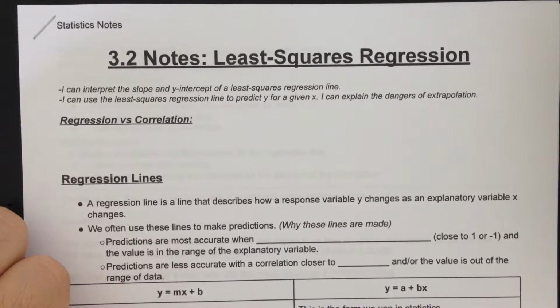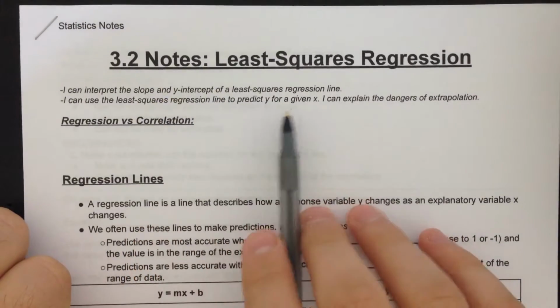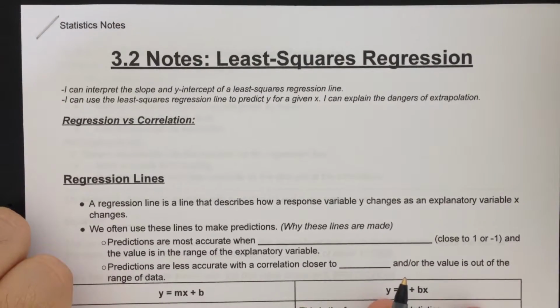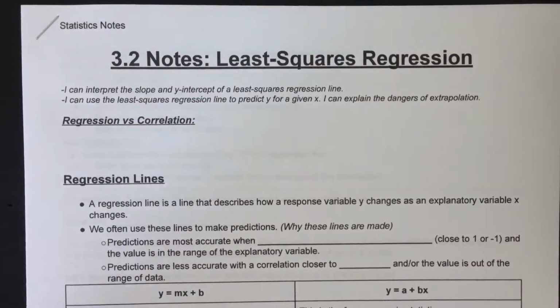In this video, we're going to go over section 3.2, talk about the slope and y-intercept of the least squares regression line, and we're going to use the least squares regression line to predict y for a given x, and also talk about extrapolation. We're also going to define the difference between regression and correlation, and how the general equation in statistics looks different than maybe an algebra course.